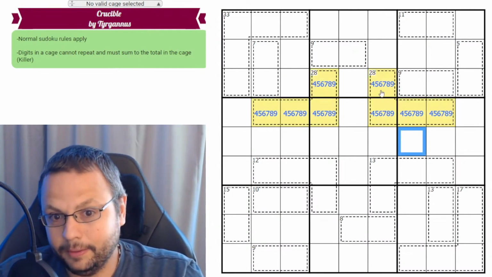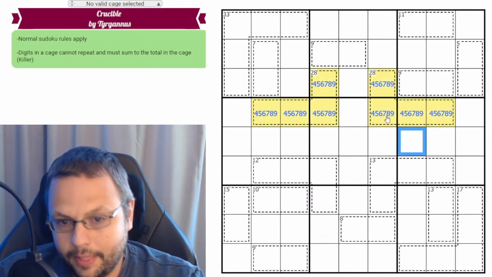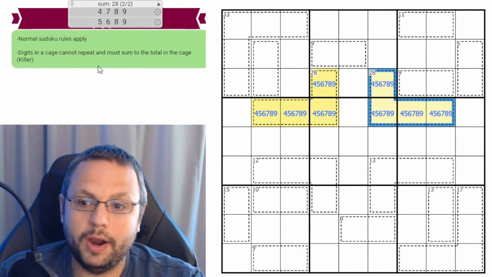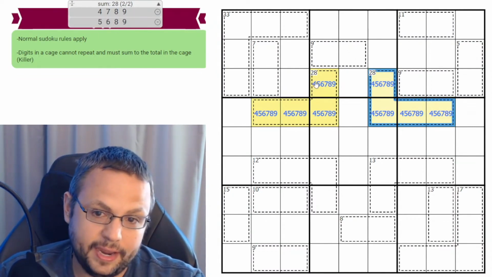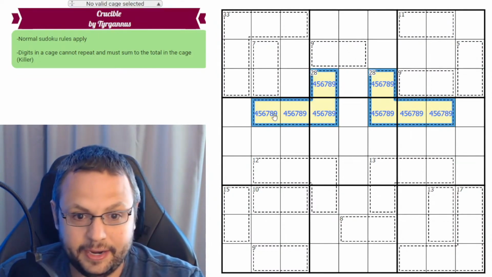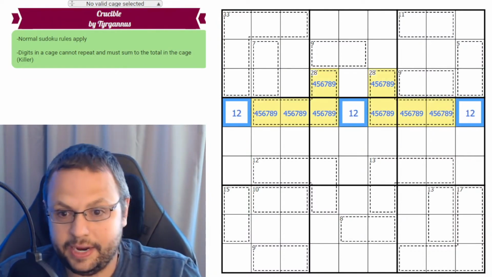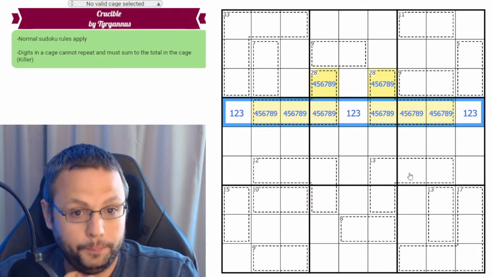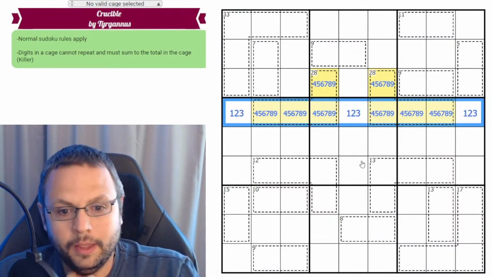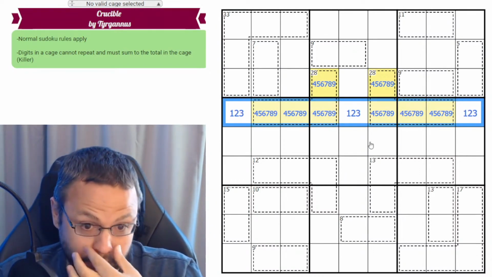But in particular, one of these is one of those. One of these is 4, 7, 8, 9, and one of them is 5, 6, 8, 9. But in particular, that also puts a 1, 2, 3 triple in this row, which I'm sure is important.